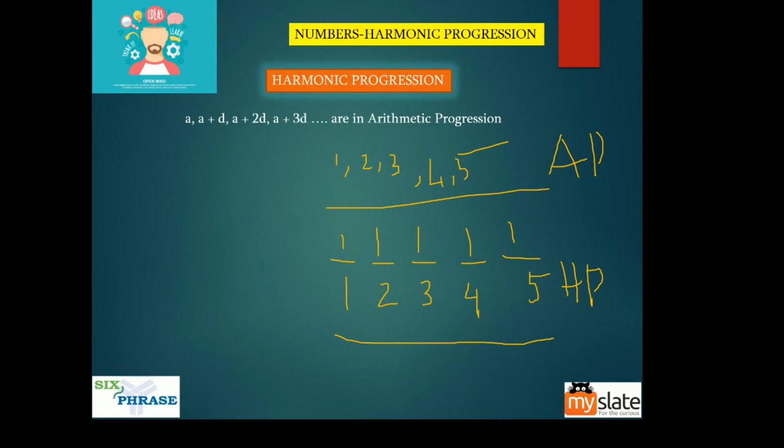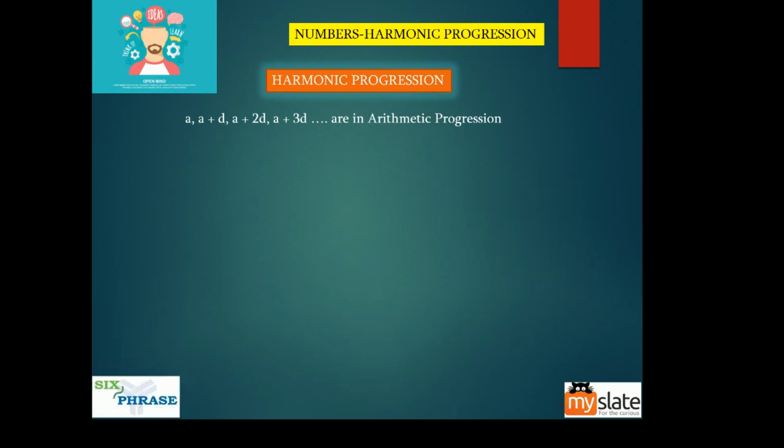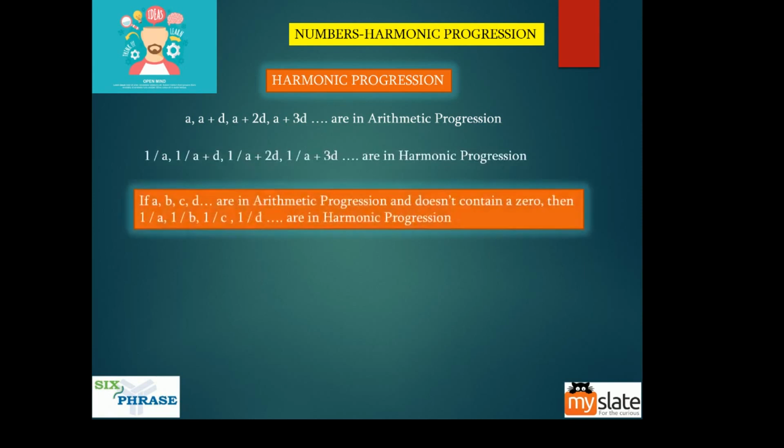Now A plus D, A plus 2D, A plus 3D are in arithmetic progression. You know those numbers are in arithmetic progression because they have a common difference D. But what you don't know is, if you invert them, you will get harmonic progression. So if A, B, C, D are in arithmetic progression and don't contain a 0, why is it that it should not contain a 0? If you invert 0, what will happen, guys?